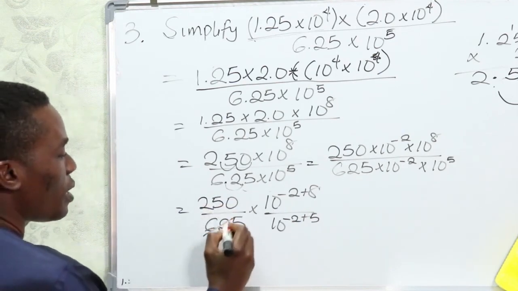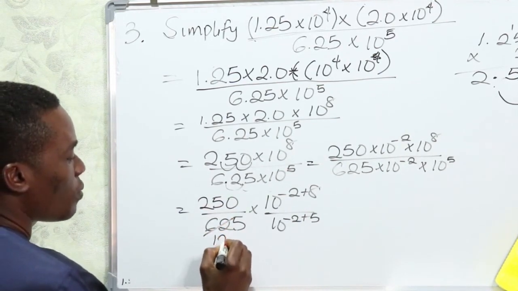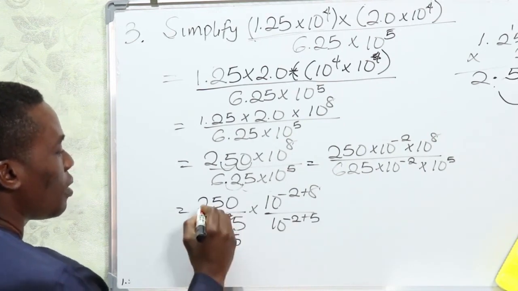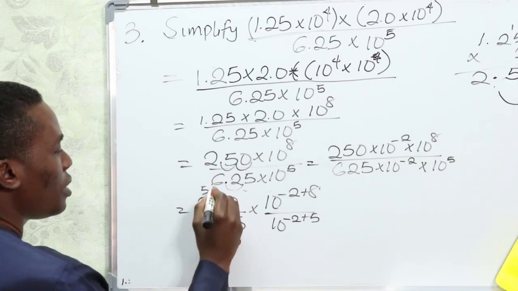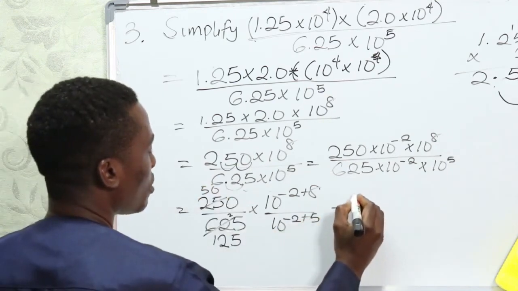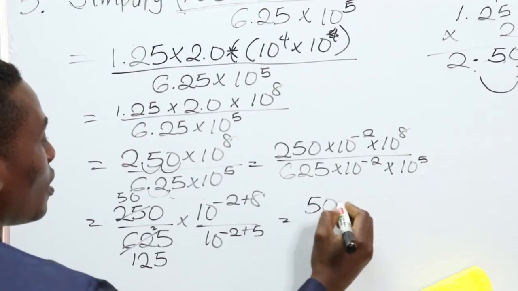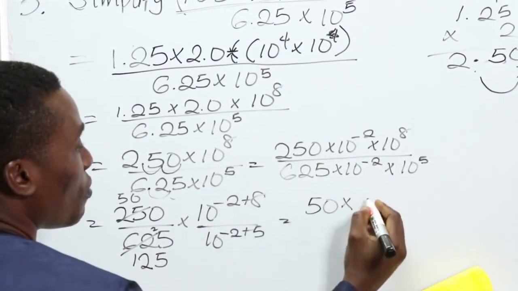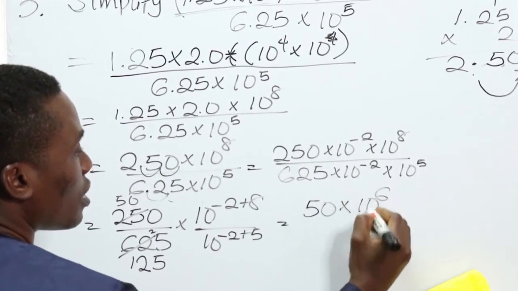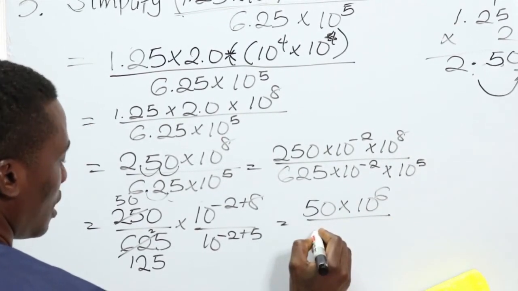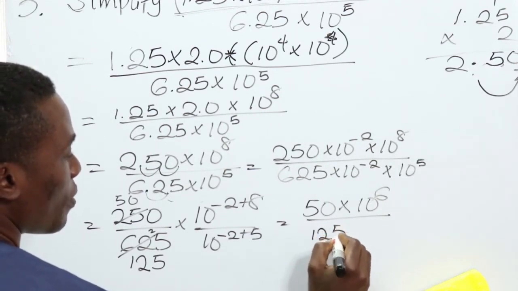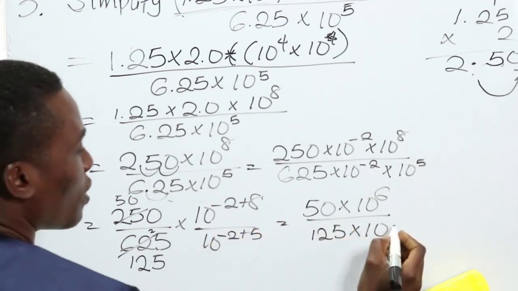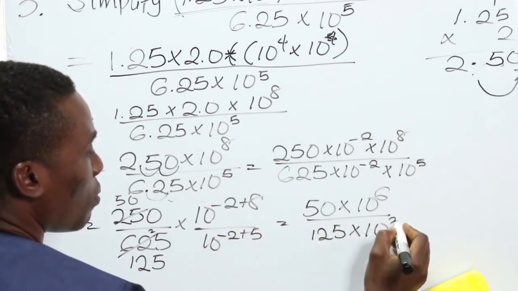Now let's reduce this further. 5 can go in both. 5 here will give us a 12, remainder 2. 5 in 25 will give us a 5. 5 here will give us a 5 with this 0. So this will give us 50 multiplied by 10 raised to the power minus 2 plus 8. That will give you a plus 6, divided by 10 raised to the power minus 2 plus 5, which will give us a plus 3.